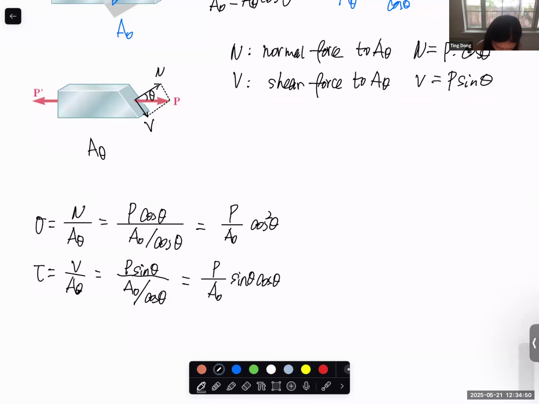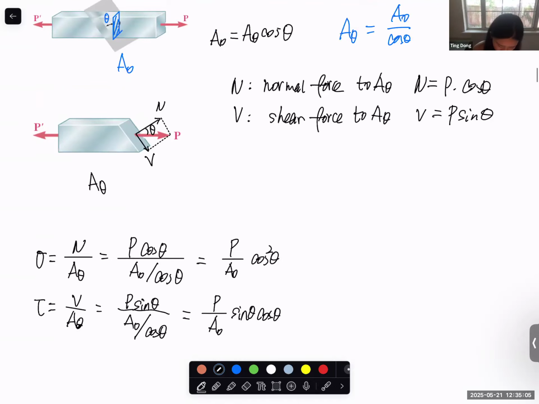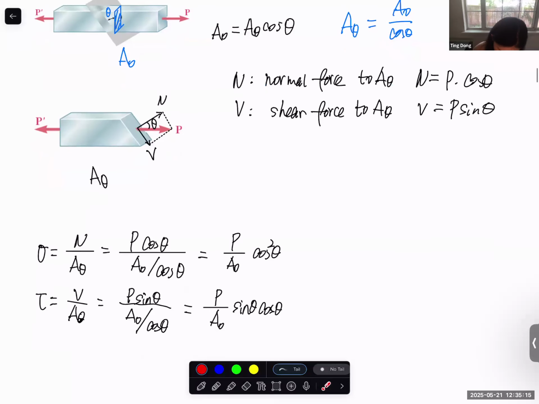So now let's check several special situations of this stress on different angles of the plane. The first one, of course, is if we consider theta equal to 0, which is the cross section. So when theta equals 0, it means that it is on this cross section. So what are the normal stress and shear stress? And we can check if it makes sense.